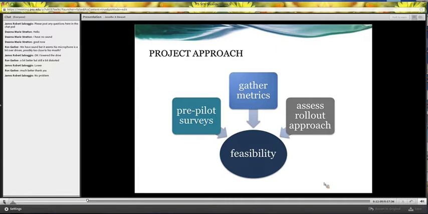As we move on, that's why we're starting out with a phased rollout. We want to gather some more of those metrics to make sure that we give the right information to the people who need it to know how long it's going to take to do this. And then also, through that, assessing the rollout.